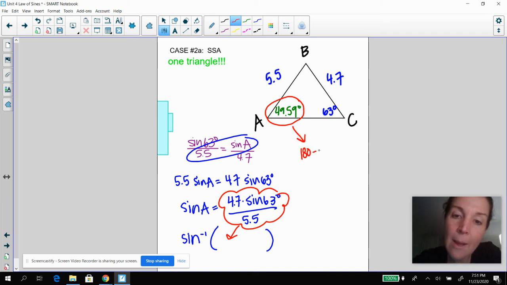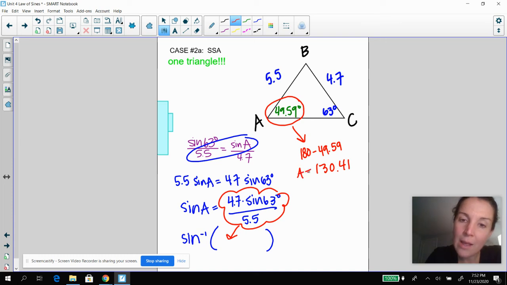So 180 minus 49.59. And so in your calculator, live, I'm doing this. So 180 minus 49.59, and we got 130.41. So our question here is, could A be equal to this? What do you think? Could angle A be equal to 130.41 degrees? The answer is no, because look, C is 63 degrees.